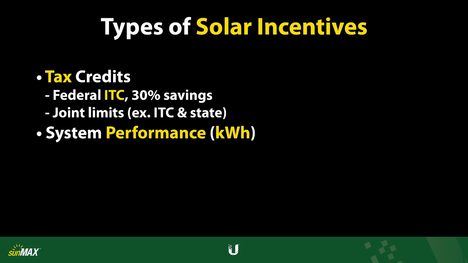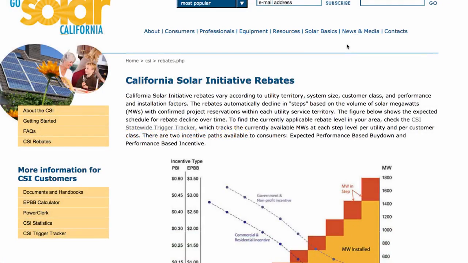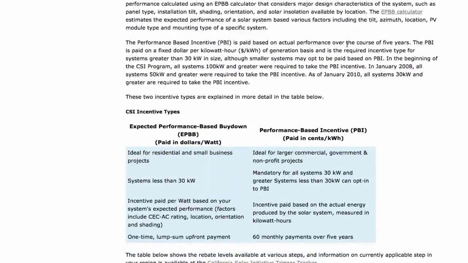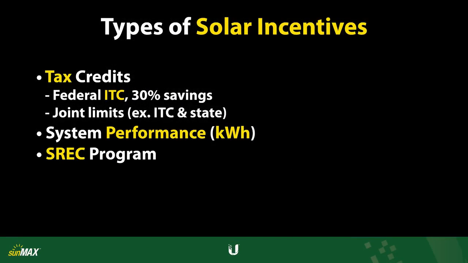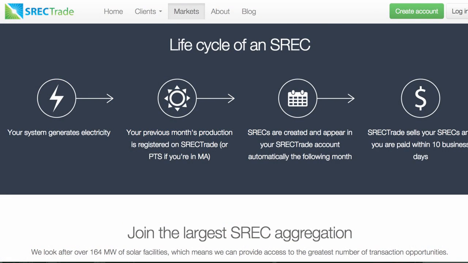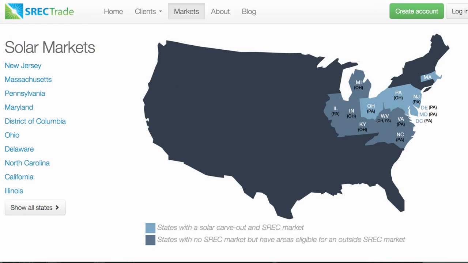Performance-based incentives are another type of incentive that apply to rebate and contractual programs, which may pay customers based on their PV system's output or the expected production. Solar Renewable Energy Credits, or SRECs for short, are popular programs based on the requirement that regional utilities buy back a certain amount of electricity from solar customers participating in the distributed generation model.